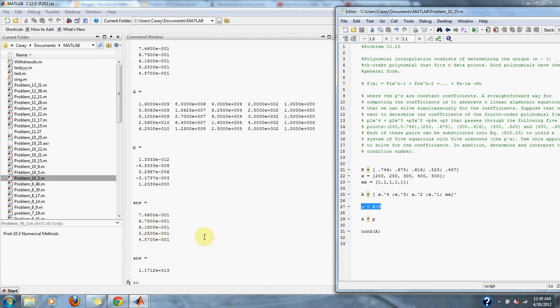And then if you take the condition number of the matrix A, we receive 1.1712 e to the 13th. So it's a very large condition number, so this matrix is clearly ill-conditioned. And that's it for problem 10.25.